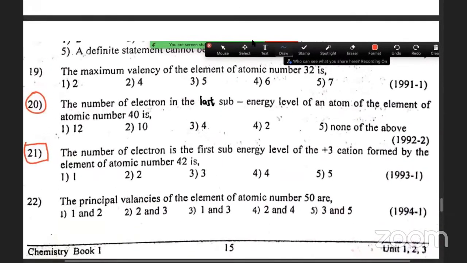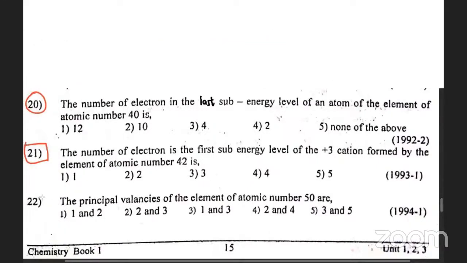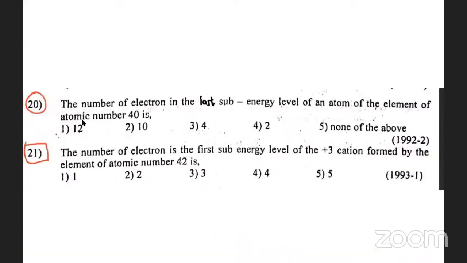20 and 21, you have to be a little careful. Here they are specifically mentioning electrons in the last sub-energy level. The number of electrons in the last sub-energy level of an atom of the element of atomic number 40. First of all, we have to find out the element with atomic number 40. Who is that, people? Check the periodic table. It should be zirconium.